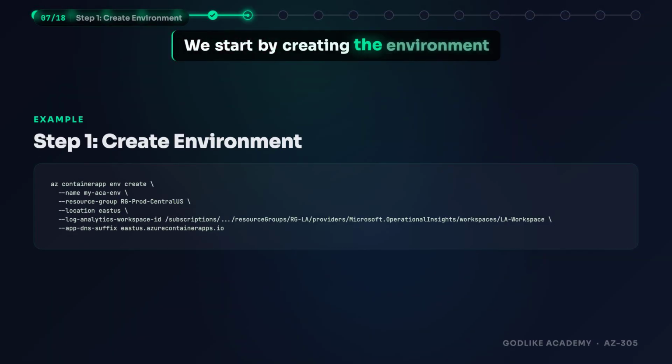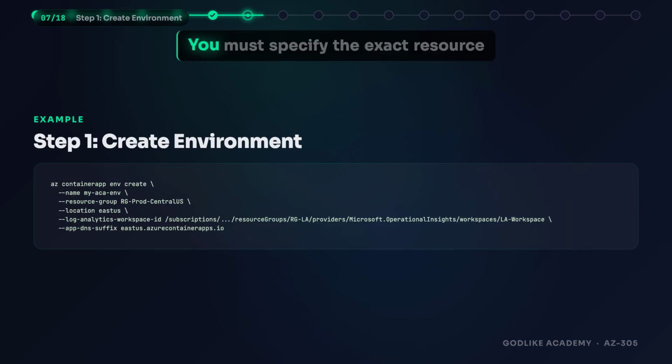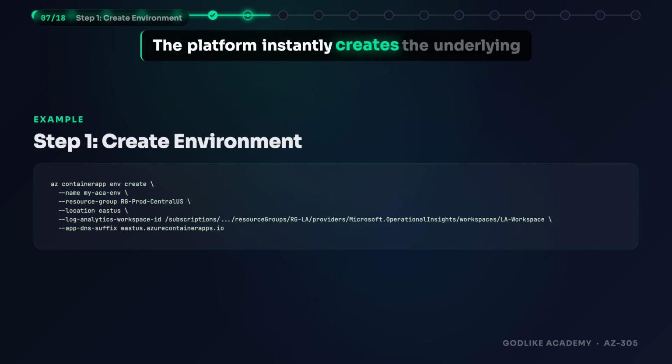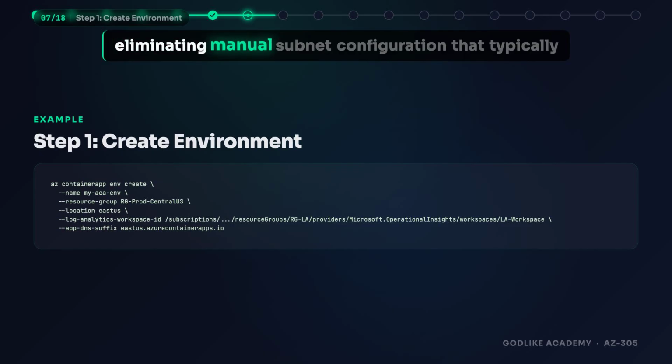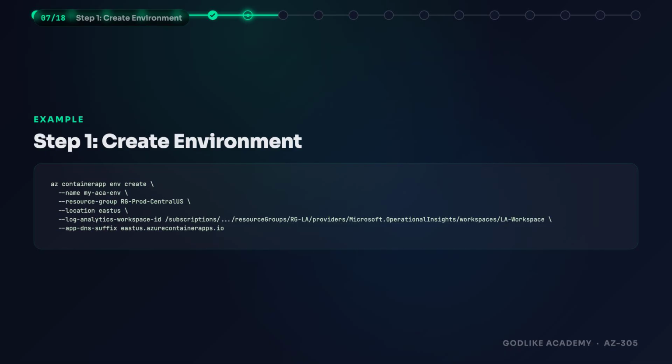We start by creating the environment using the Azure CLI command az containerapp env create. This command provisions the logical cluster in the East US region while automatically attaching a dedicated log analytics workspace. You must specify the exact resource group and environment name before execution. The platform instantly creates the underlying networking and logging infrastructure for you, eliminating manual subnet configuration that typically causes IP conflicts and routing failures during multi-service deployments.